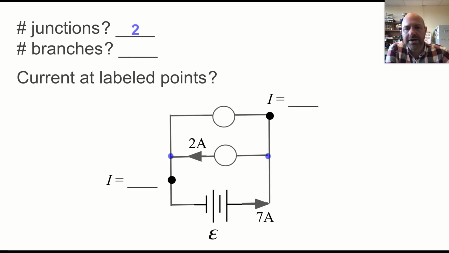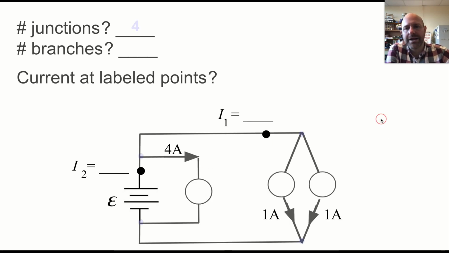What about this one? Well, here we've got 2 junctions, 3 branches. Now we have 7 amps going into this junction on the right and 2 amps going to the left, which means there are 5 amps left to go around the other way. And then as we go around the circuit back to this other junction, there's 2 amps coming in from one direction, 5 amps coming in from the other, leading to 7 amps there. And this current, the last current we found, has to be 7 amps because it's on the same branch as where we already measured 7 amps on the other side of the battery.